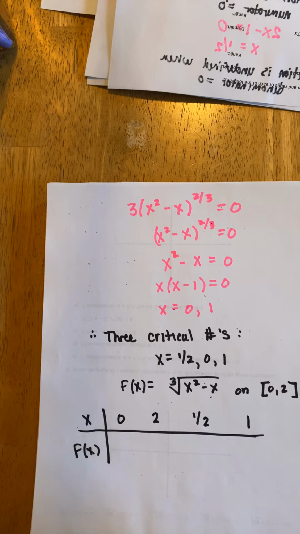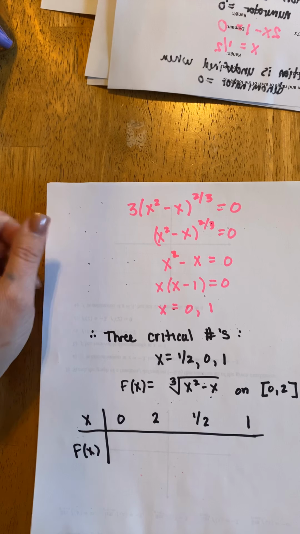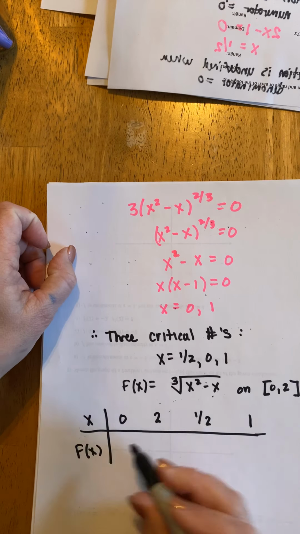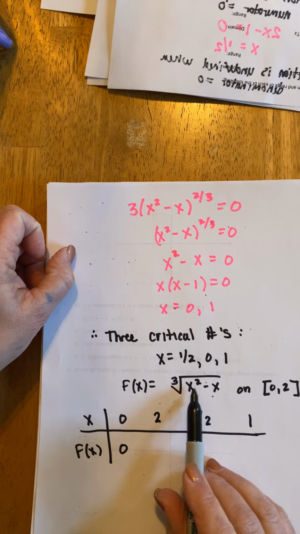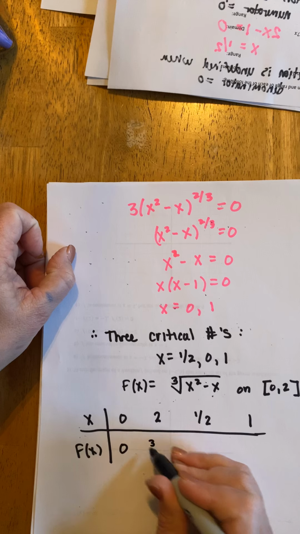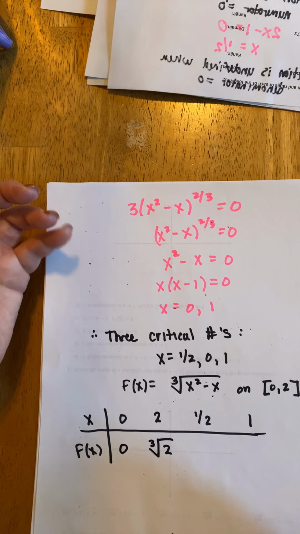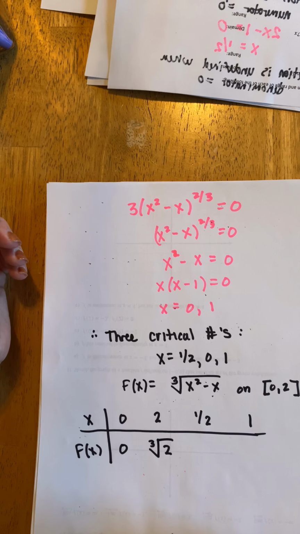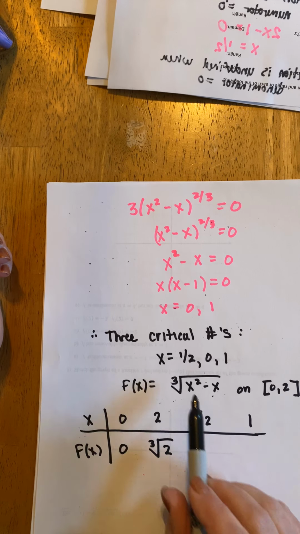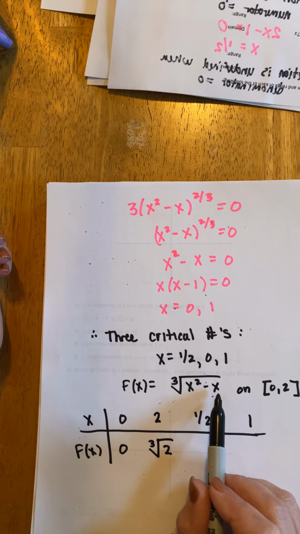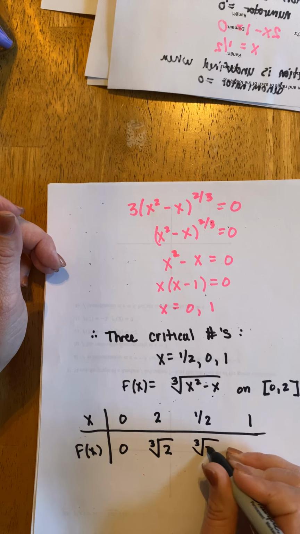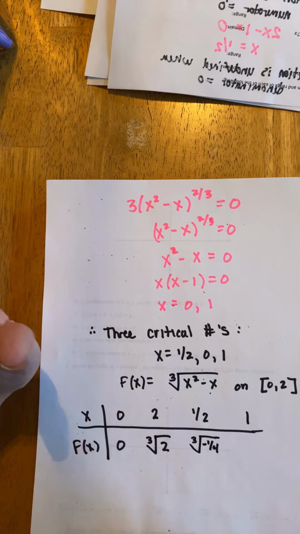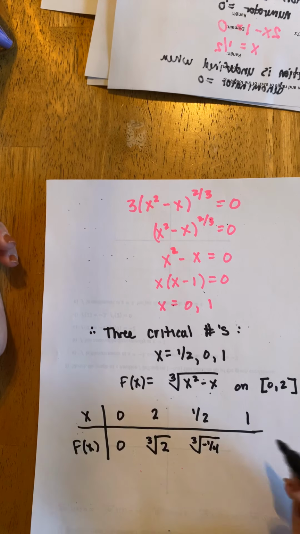So now I have to plug all these values into the function and get the outputs. If I plug in 0, I get the cube root of 0, which is 0. If I plug 2 in, 4 minus 2 is 2. It's the cube root of 2. So let's use exact values. If I put in 1/2, 1/2 squared minus 1/2 would be negative 1/4. So this is the cube root of negative 1/4, and I'm just going to leave it like that for now. And then if I put 1 in, I get 0 again.